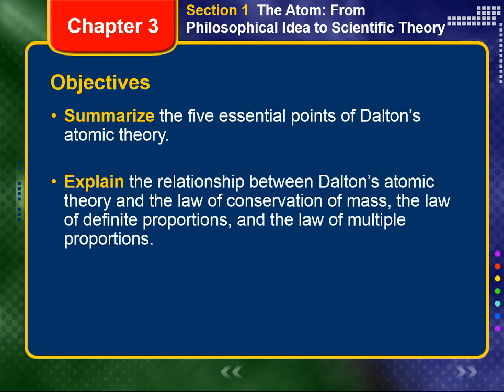At this point, you should be able to summarize the 5 essential points of Dalton's atomic theory and explain the relationship between Dalton's atomic theory and the law of conservation of mass, the law of definite proportions, and the law of multiple proportions.